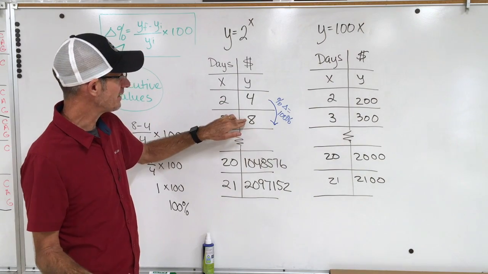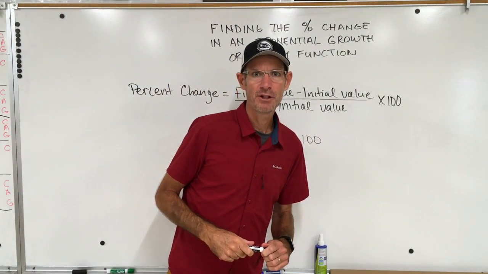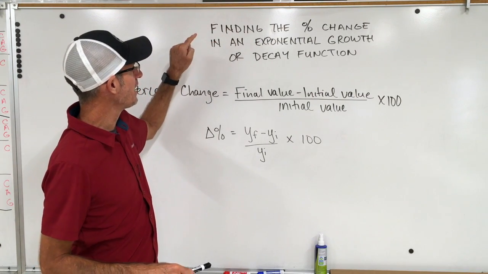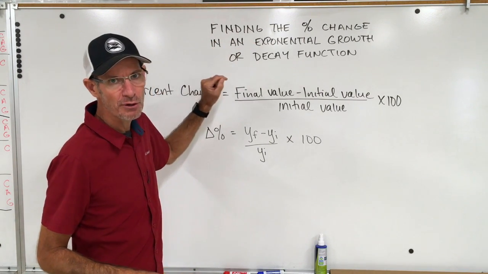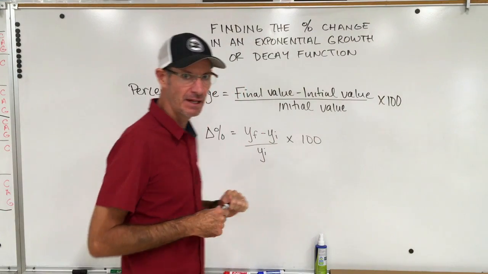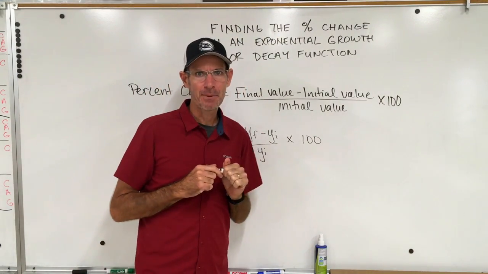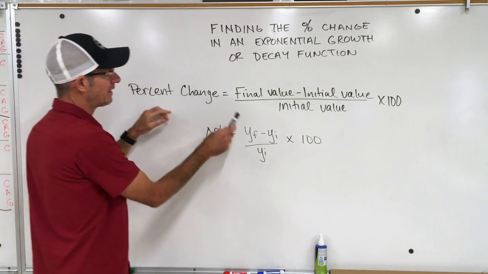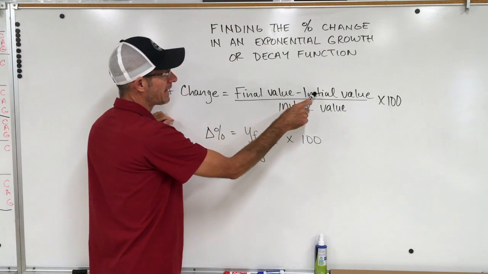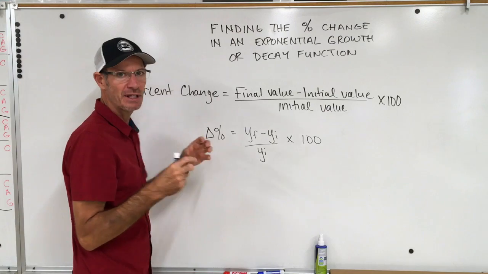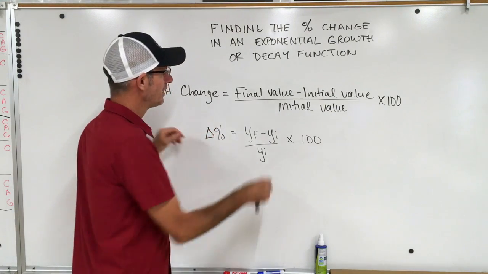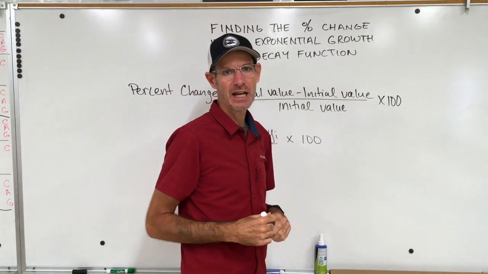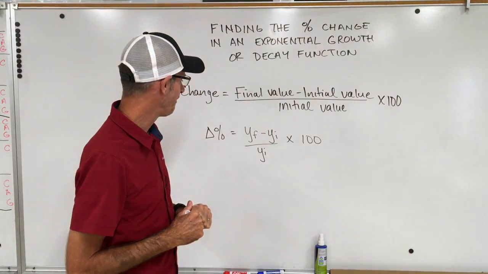Hello, Math 2 students. Today we're going to figure out how to find the percent change in an exponential growth or decay function. The formula for finding that percent change is the final value minus the initial value, so the change in values, divided by the initial value, times 100 to change the decimal into a percent.